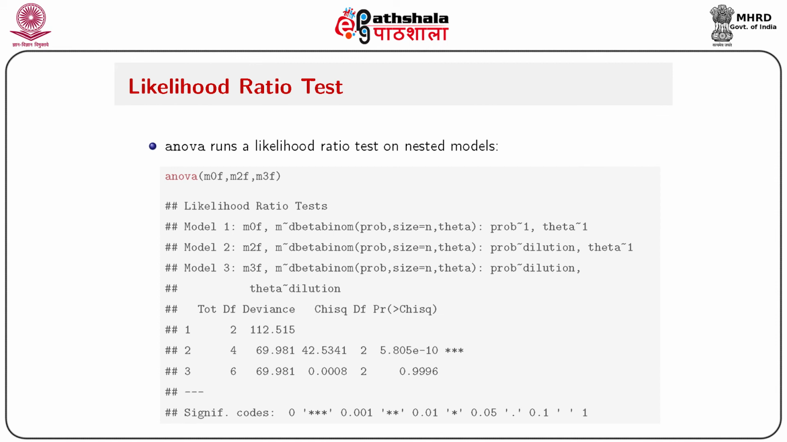And then you do the ANOVA, that is the likelihood ratio test. For the likelihood ratio test you can use the anova function here. So anova of m0f, m2f and m3f. The anova runs the likelihood ratio test on the nested models, the three different models that we defined, and it will give you the anova and the chi-square p value, that the 2 is showing significant, that 4.